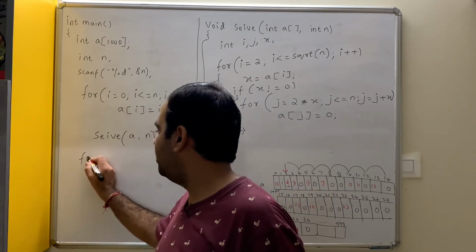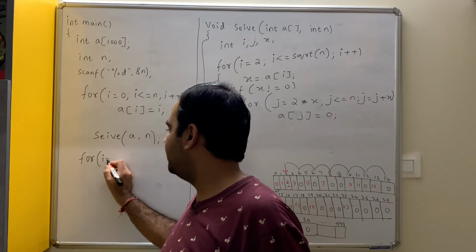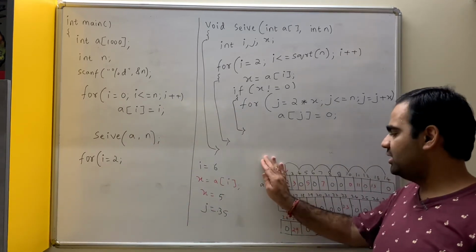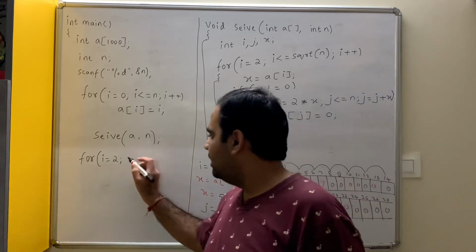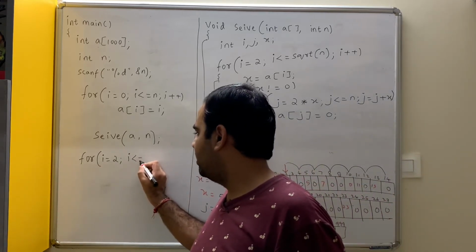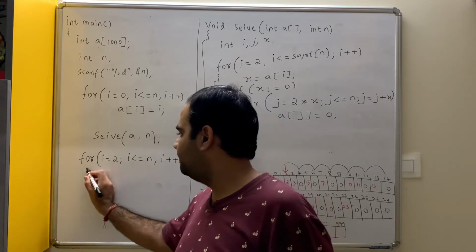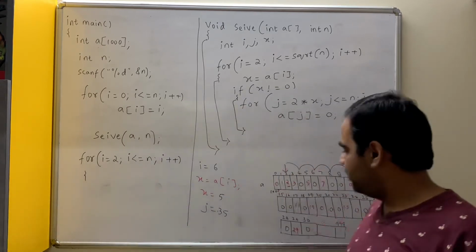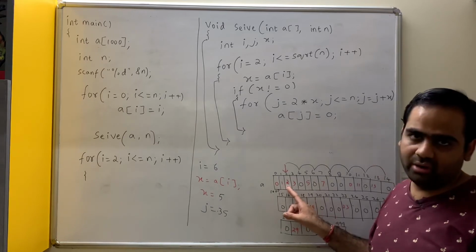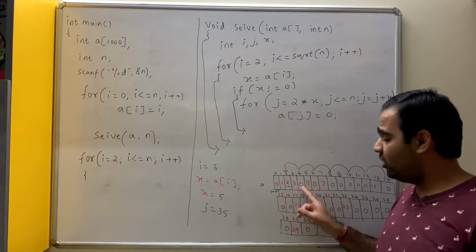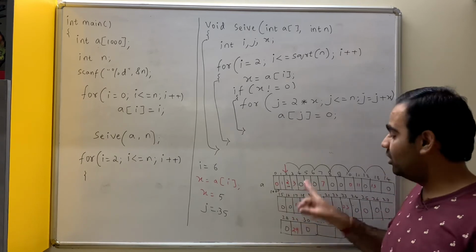We say for i is equal to 2. Why i is equal to 2? Because 0 and 1 are neither composite nor prime. And we say i is less than or equal to n, i plus plus. Now, tell me, will I display A of 2? Yes, sir. Will I display A of 3? Yes. Will I display A of 4? No. Why? Because it is 0.